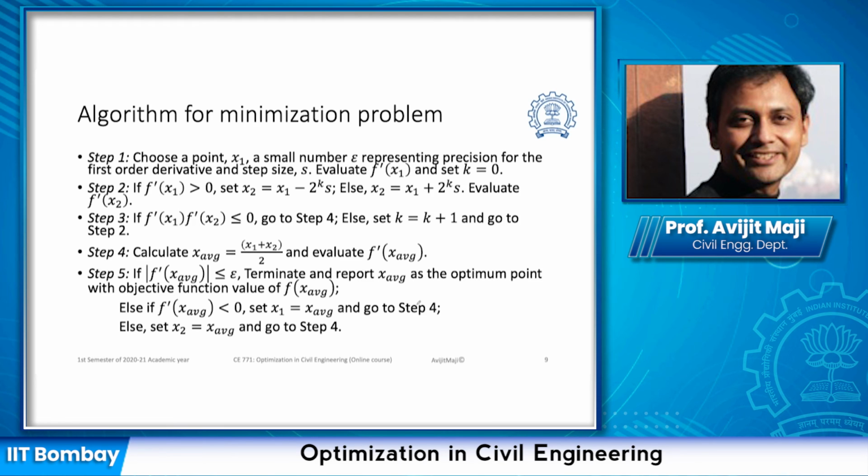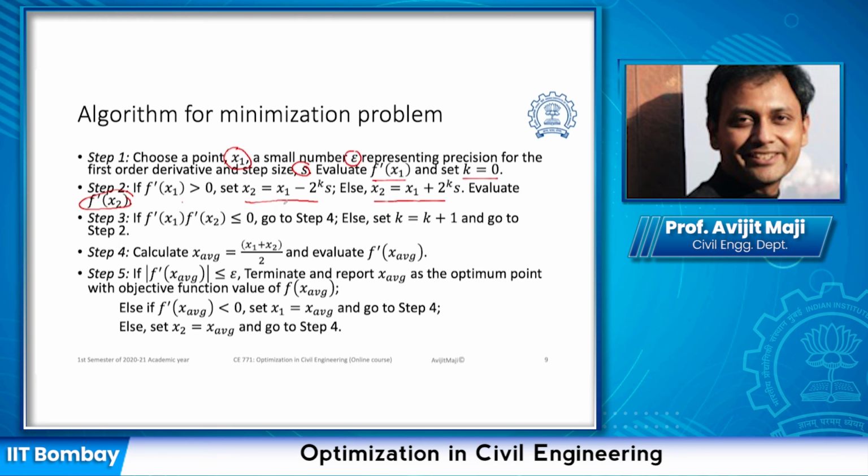So in the bounding phase method, the algorithm starts in a similar way, where we choose a point xi with a small number epsilon representing the precision for the first order derivative, and step size s. At this point, we evaluate the first order derivative and set the counter k equal to 0. If the slope is positive, then we need to go in the opposite direction for the second point, so we set this. Otherwise, we go in the same direction, we set this, and find the first order derivative at the new point.